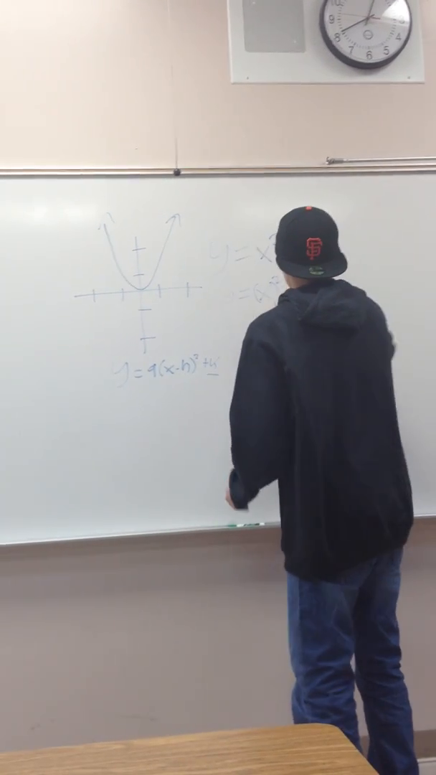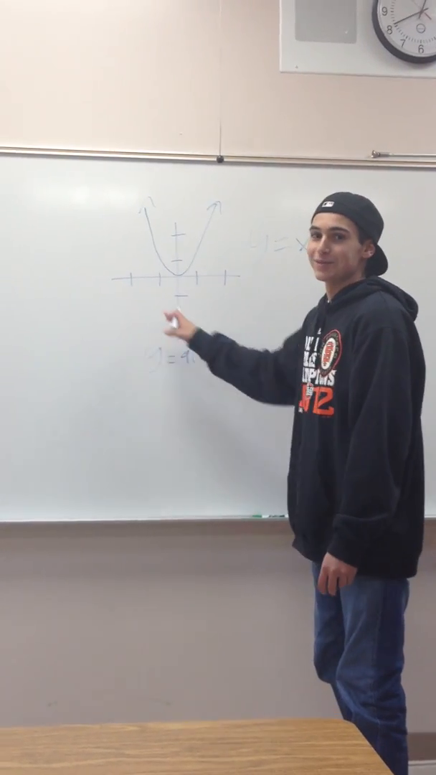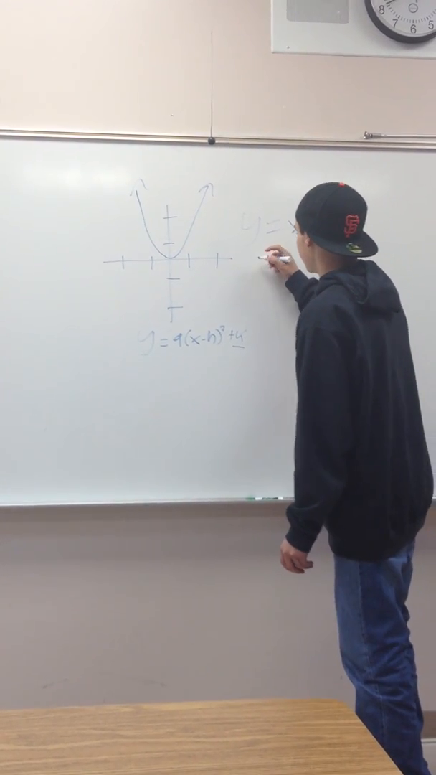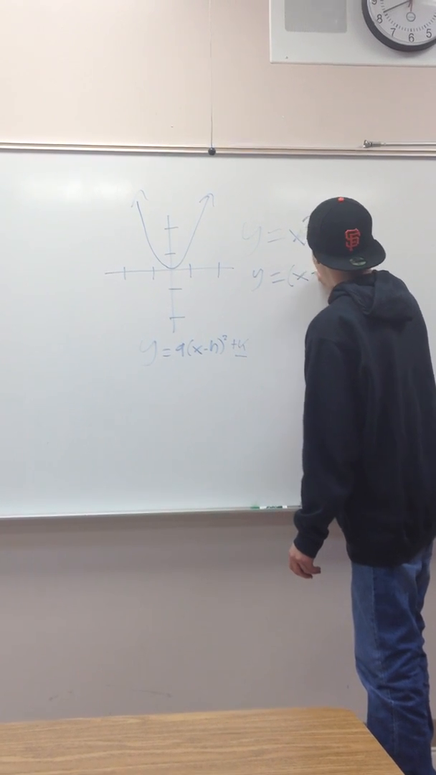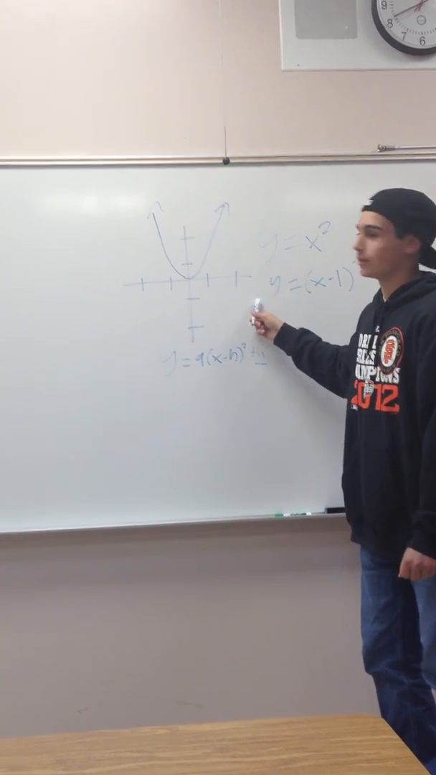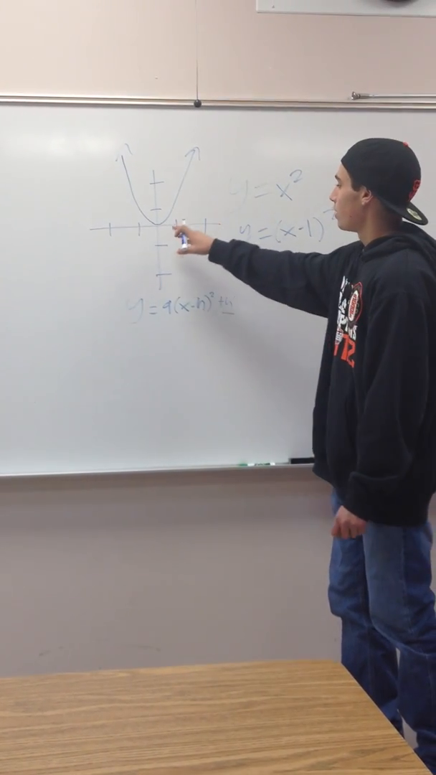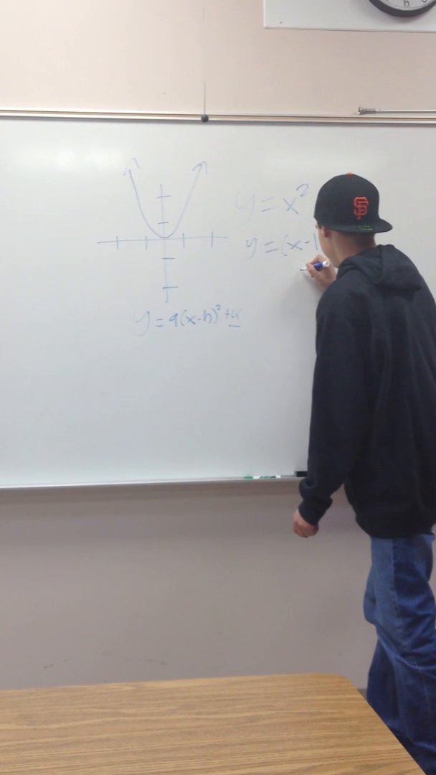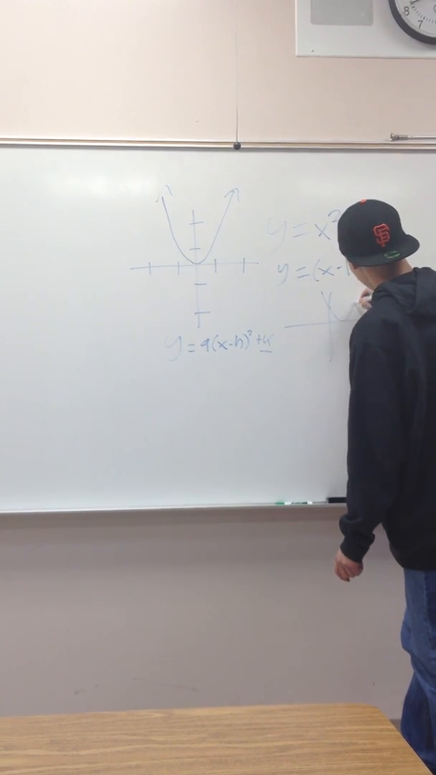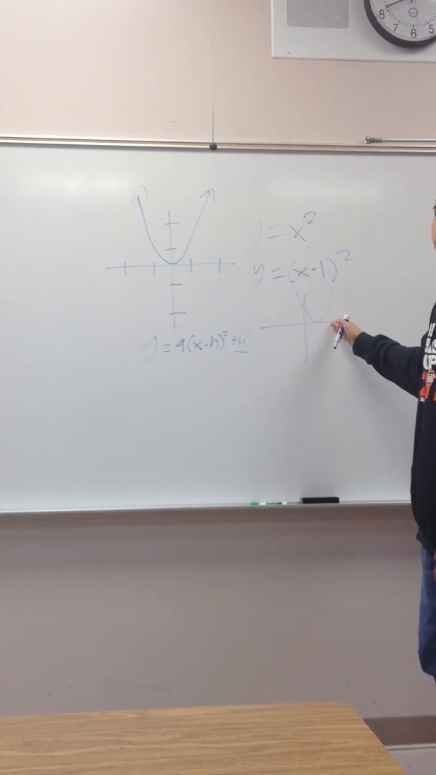Now the h value changes things from left to right. So if you change this equation to something like y equals x minus 1 squared, this means that every point on the graph is moving over 1 to the right, because you take the opposite of what is inside the parentheses. So it'd be like that, because it's moved over to the positive 1 instead of negative 1. You take the opposite, so it's moved to the right one.